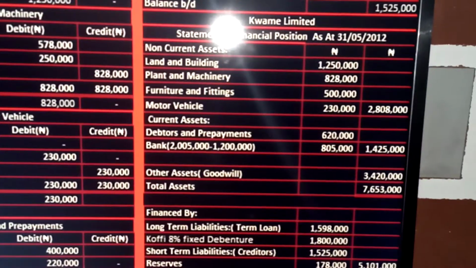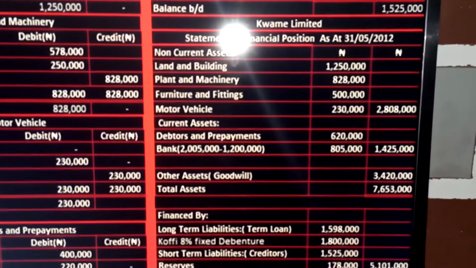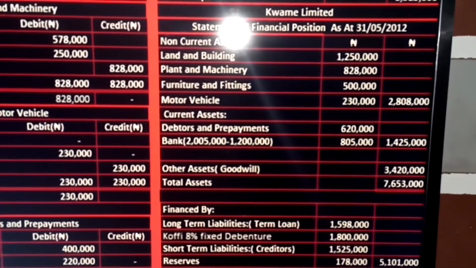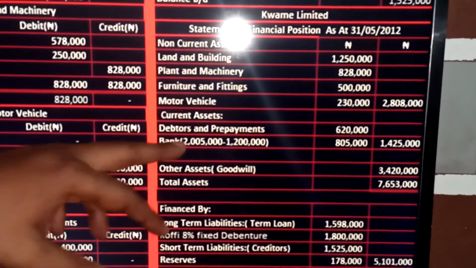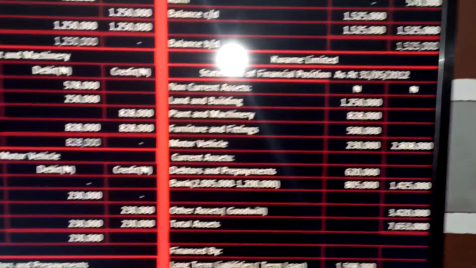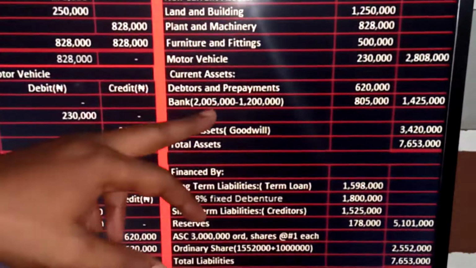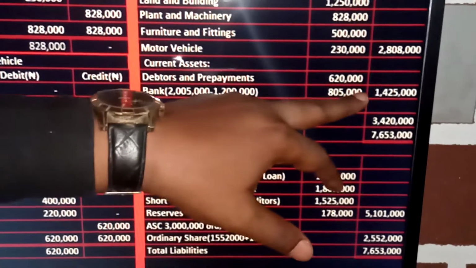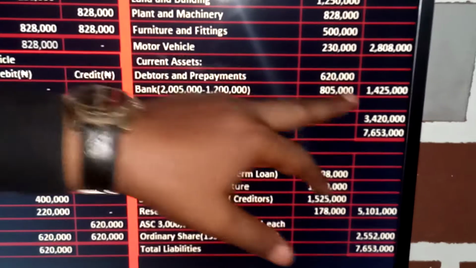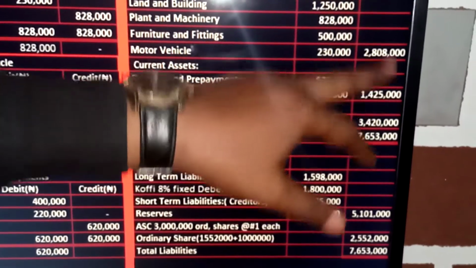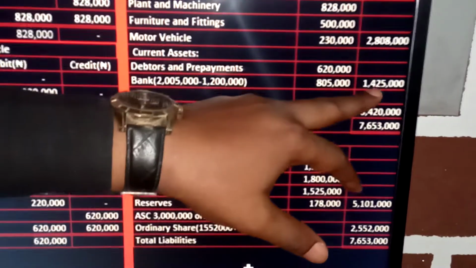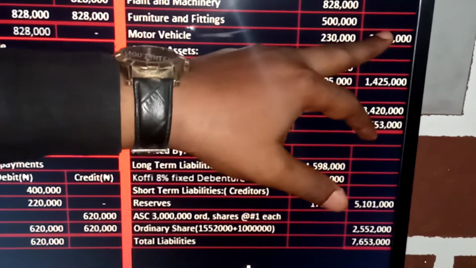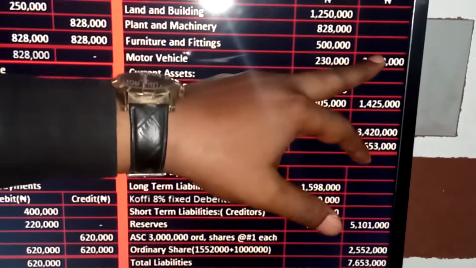How much did we pay Kofi in cash? 0.3. That's 30% of 4 million, which is how much? 1.2 million. So how much did Kwame have in bank? Go back to the statement. Kwame had 2,005,000 in bank. He paid Kofi 1.2 million. So that means the bank balance will reduce, 2,005,000 minus 1.2. That's 805. So 805 plus 620 gives you 1,425,000. So this plus this is part of the total asset.